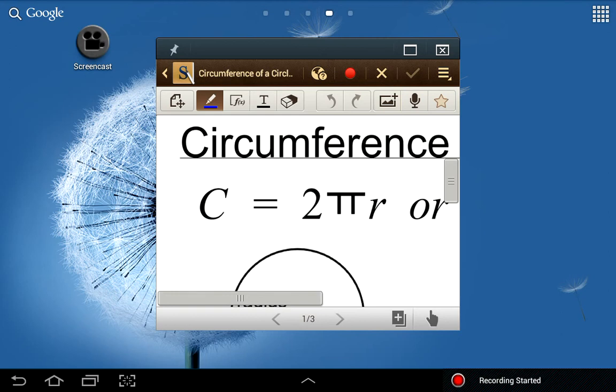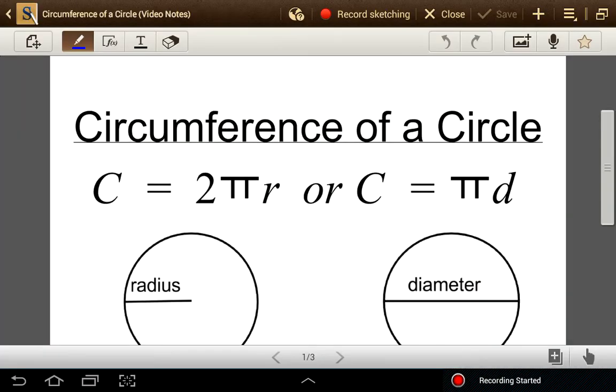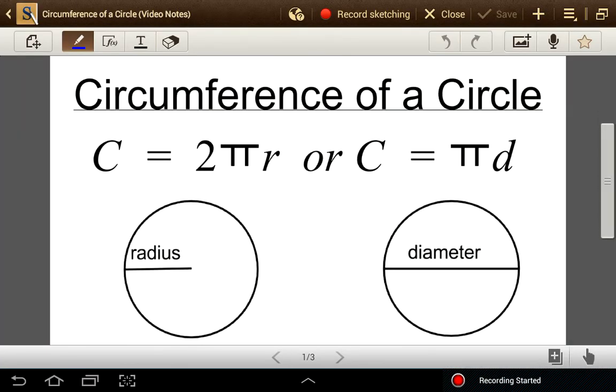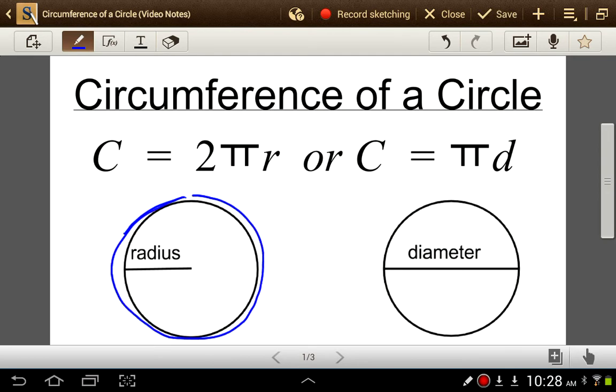Okay, circumference of a circle is our first video here. Circumference of a circle, guys, is the distance around the circle. So our circumference, if you look at my writing here, it's going to be the distance around the circle. It's like the perimeter of the circle. That's what circumference is. So if you walk a lap around a circle, that would be the circumference of a circle.